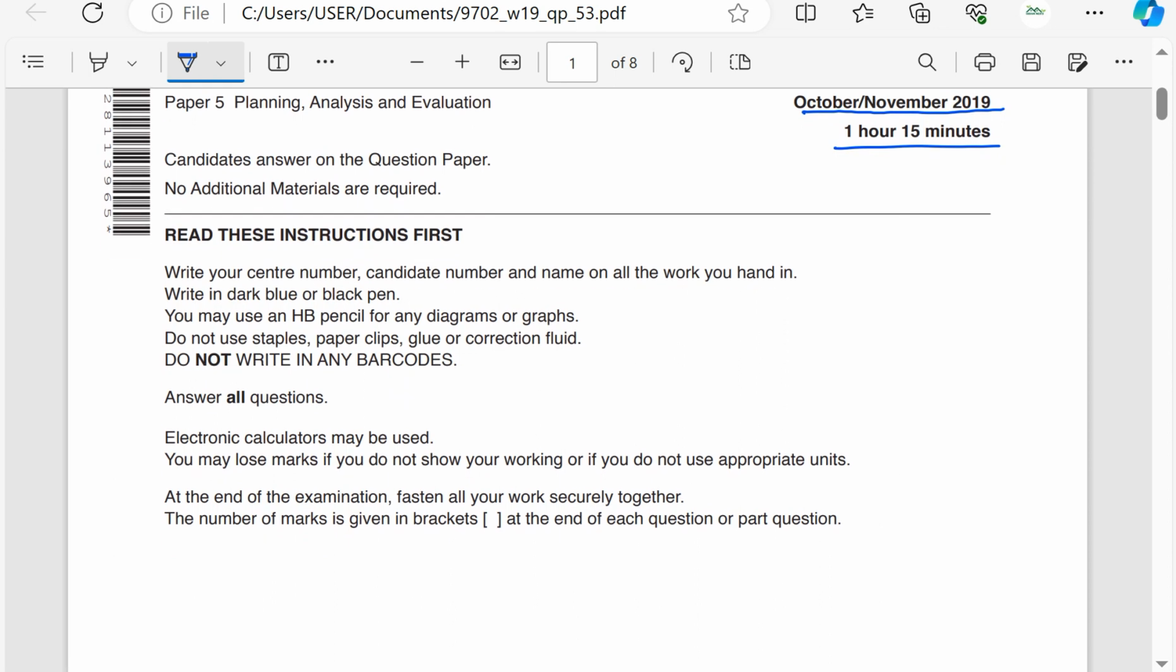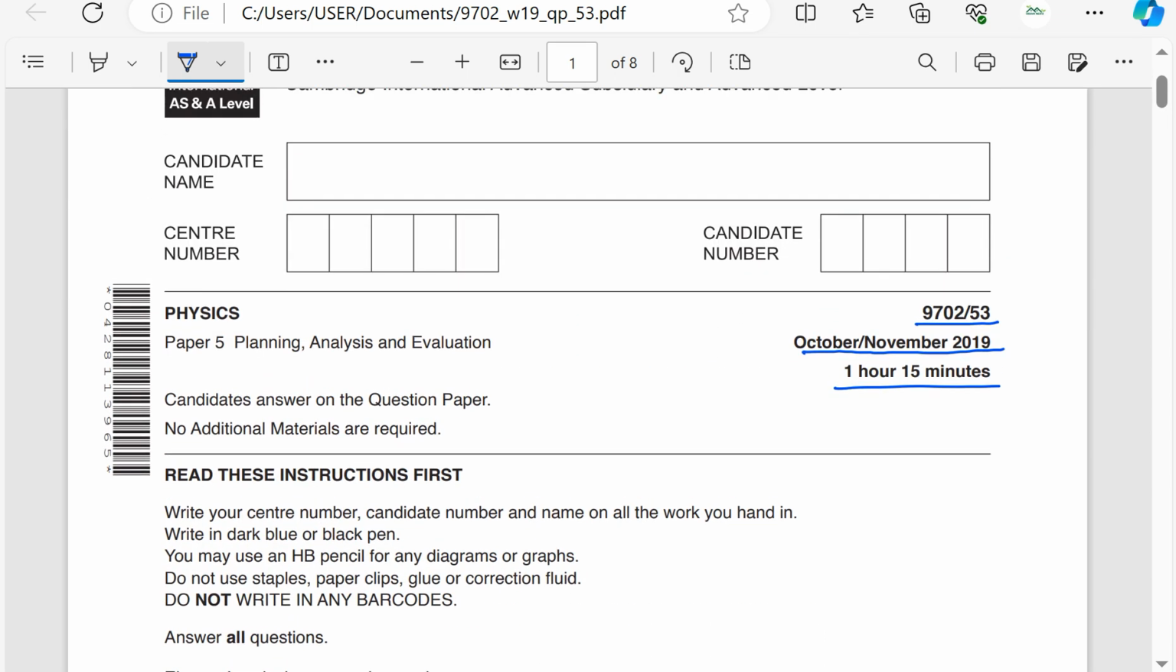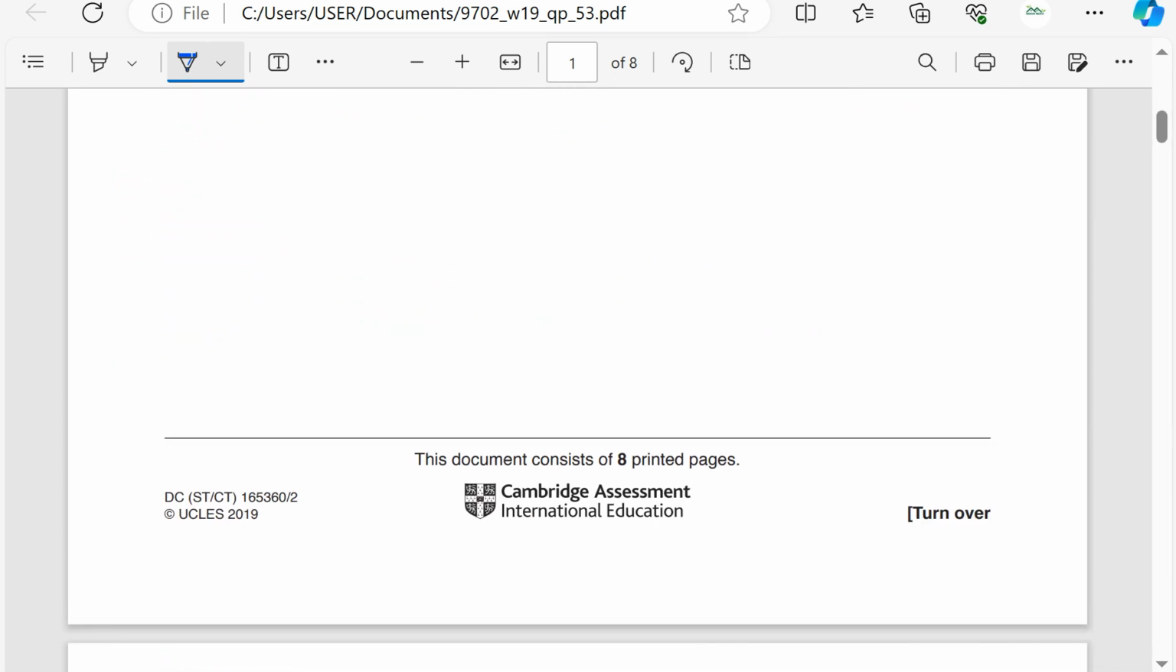This paper is normally 30 marks. Each question is 15 marks. There are always two questions. The first question is for planning. The second question is analysis and evaluation. So let's start with the first question.